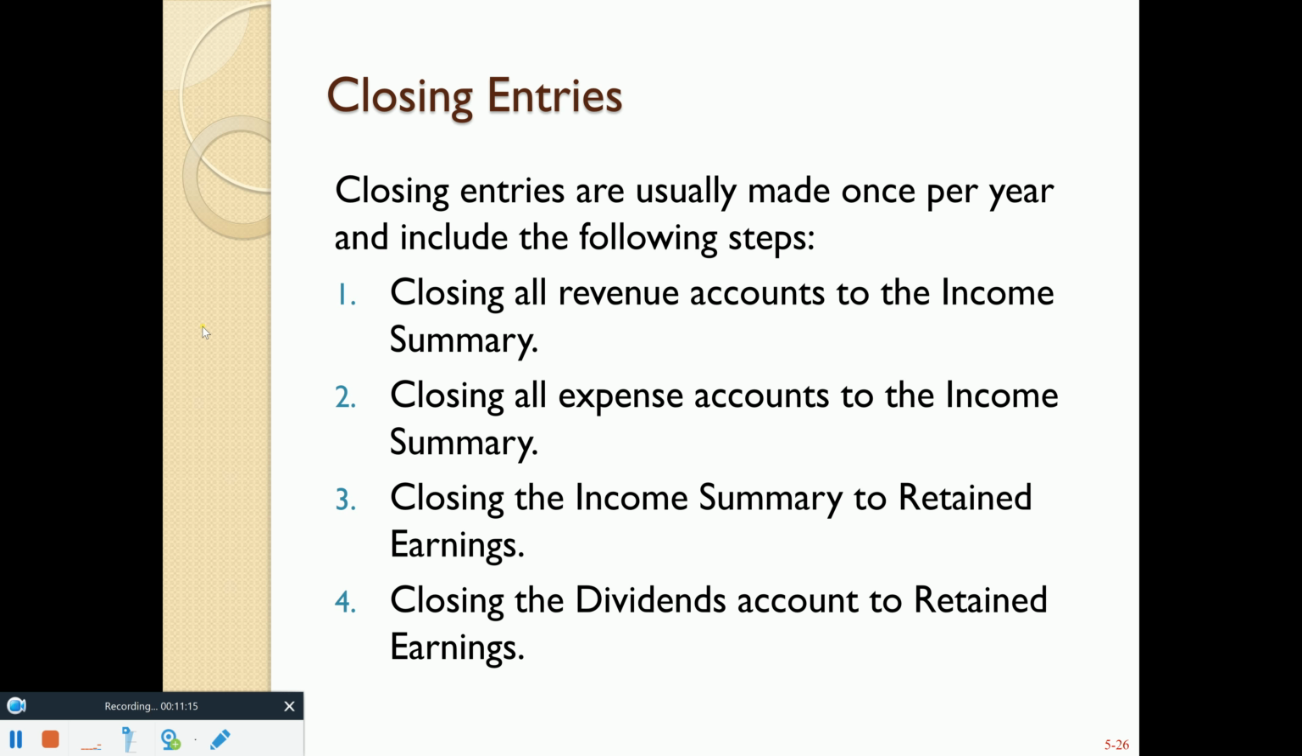We're going to use this account called income summary during the closing process. Here are the 4 steps in the closing entries. We're going to close all the revenue accounts to this temporary account called income summary. And then we're going to close all the expense accounts to income summary. And then we're going to close the income summary account to retained earnings. And then we're going to close the dividends account directly to retained earnings. Now, don't let this word closing fool you or confuse you. The word closing simply means we're going to make the account balance 0.